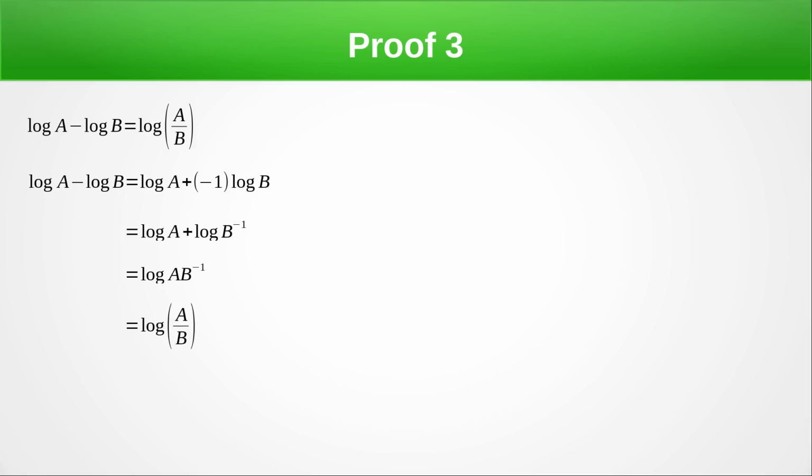Okay, now let's use our third proof. I'm going to do this using the 2 previous rules that we've done. So all we're going to do here is change this minus to plus minus 1, and then we're going to bring this up as a power. We're now going to use the addition rule, so we get a times b to the minus 1, and just using rules of indices, there's the proof of that third rule.